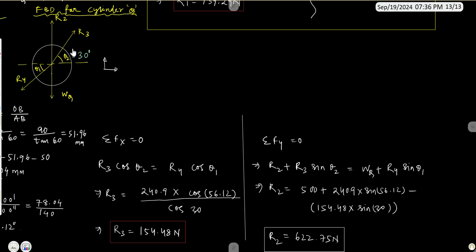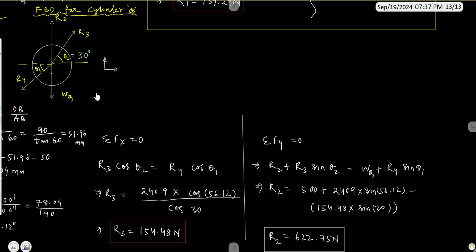And if we apply this particular equation, then I can write R3 cos theta 2 equal to R4 cos theta 1, right? And from here, we have already calculated the value of R4 as 240.9, and theta 1 we already know, that is 56.12, and theta 2 as 30 degrees. So from here I'll be able to find out the value of R3 as approximately 154.48 Newton, right?